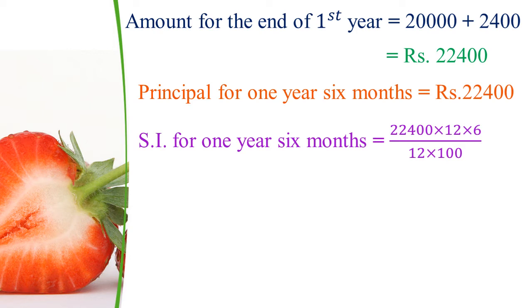by 100. Here 2 zeros and 2 zeros gets cancelled out and 12 and 12 also gets cancelled out. Then multiply 224 and 6. We get rupees 1,344. This is simple interest for 6 months.